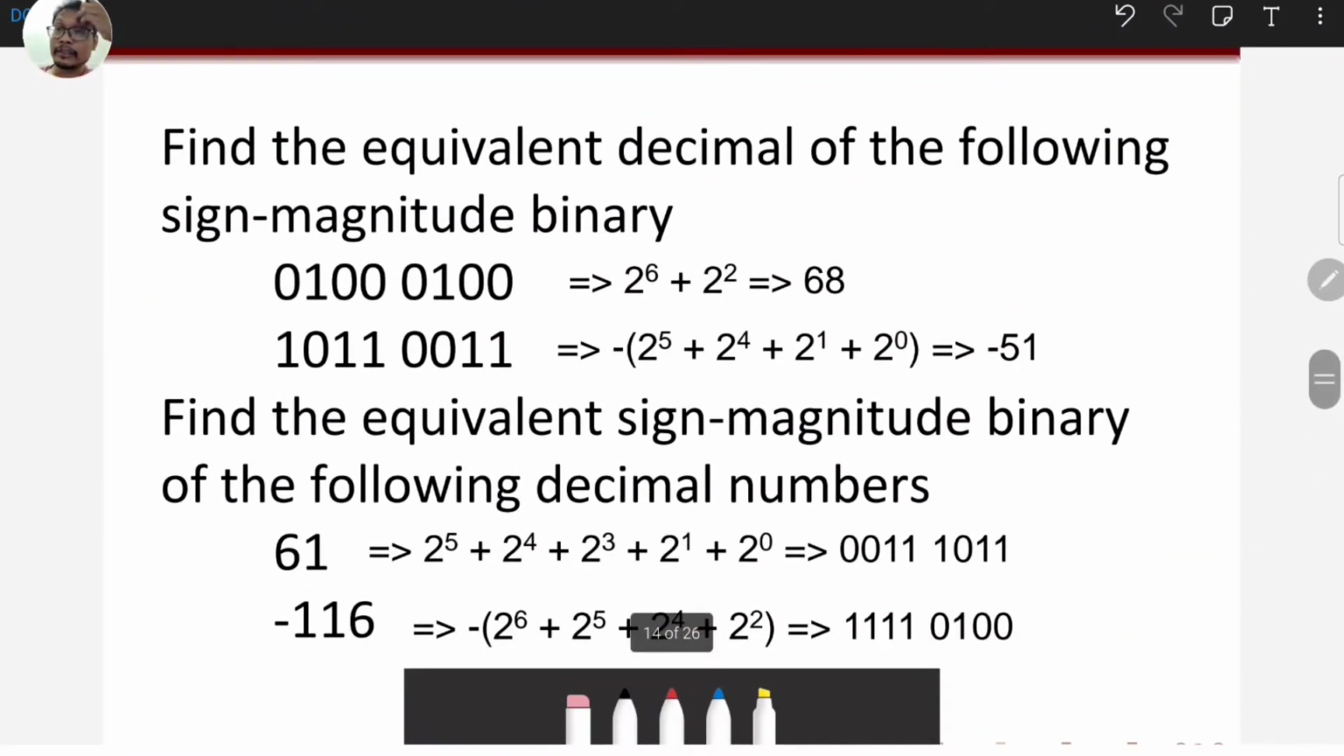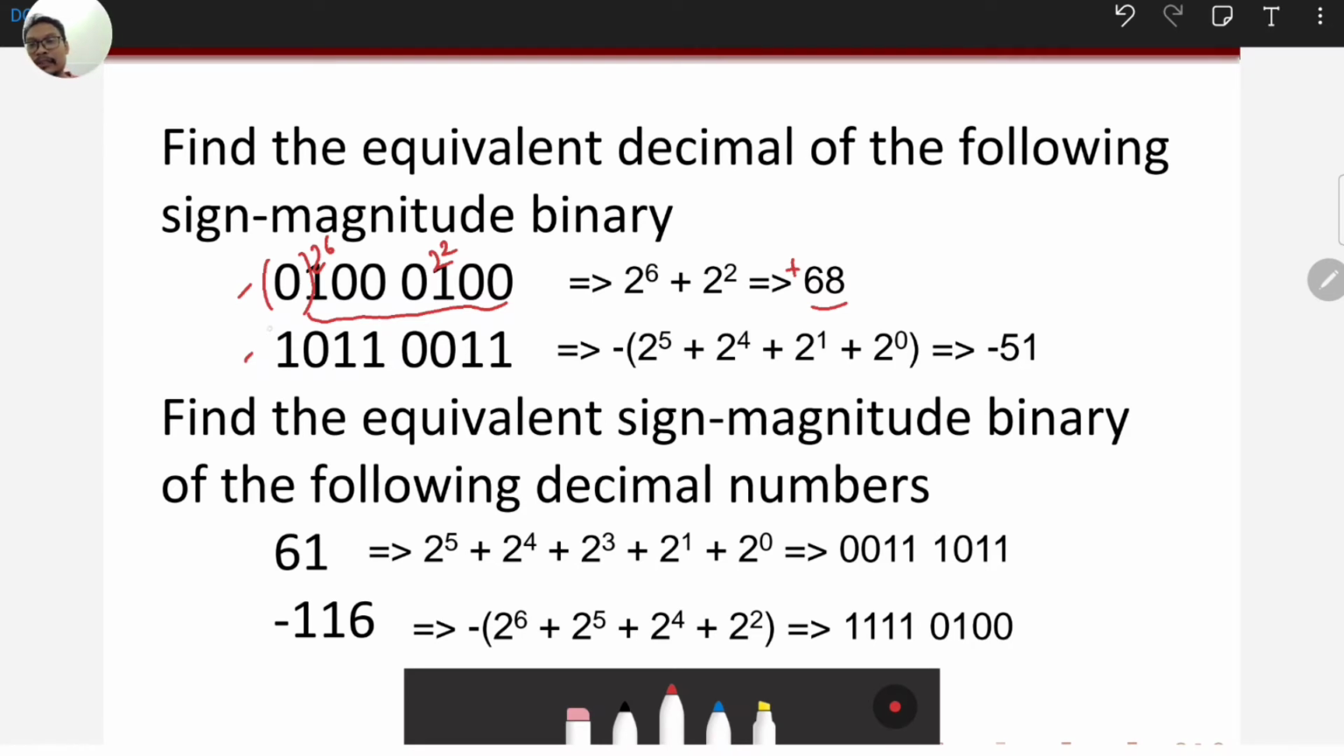Let's look at some more examples here on the Sign Magnitude. Given these two binaries, find the equivalent number in decimal using the Sign Magnitude format. Remember we take the MSB first, so the MSB is 0, so we know it's a positive number, and then we look at the remaining bits as a standard binary. So here is 2 to the power of 6, and here is 2 to the power of 2 as a bit position. So this is 68, so the answer is positive 68.